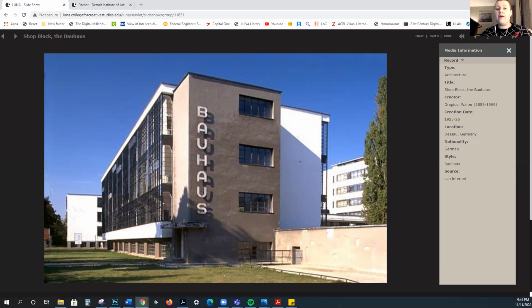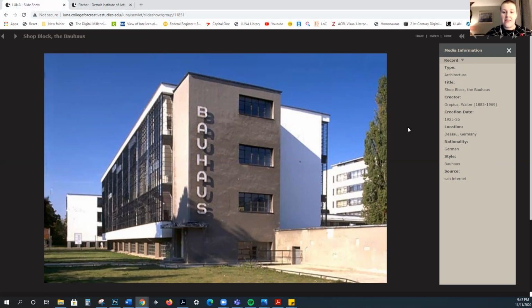So Mies van der Rohe is anxious to bring the school back to a non-political course, and he combines the demand for social efficiency with high aesthetic standards. He transfers from the Weimar Republic to Berlin. He transfers the school in 1932, and it is shut down in 1933 by the Nazis, who classify it as Bolshevist.